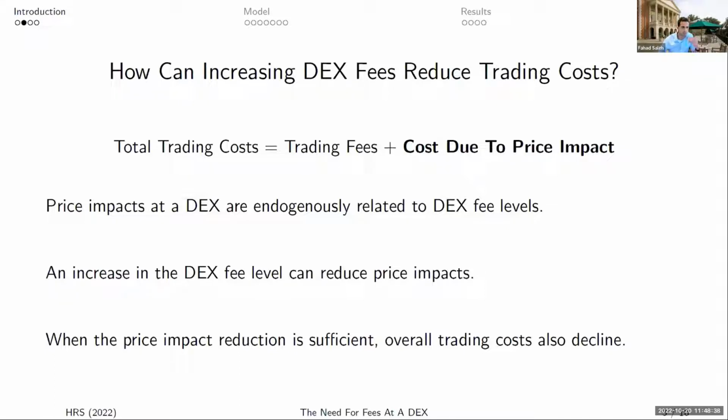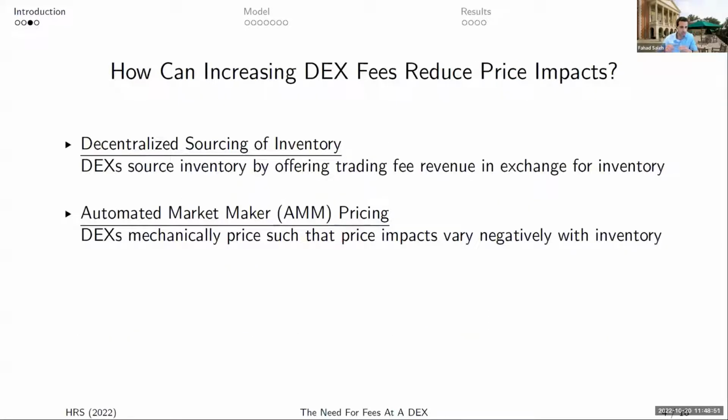But with that said, why would increases in the fee level reduce the price impact? Why would they ameliorate the price impact that you would typically expect to get? Well, that basically boils down to two key institutional features that apply to decentralized exchanges, and again, differentiate them importantly from centralized exchanges. The first is that DEXs have to source their inventory in a decentralized fashion because they're not centralized. And how they source their inventory is by providing incentives for essentially anybody to provide inventory to the DEX. And the incentives that they provide are basically the trading fees.